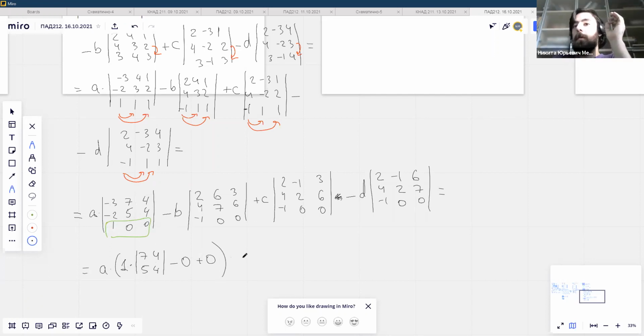This gives me a very important rule. When I have a row or a column with many zeros, I may immediately expand, not waiting for something to become triangular. I can expand and make the size of the determinant immediately smaller. Very helpful trick.